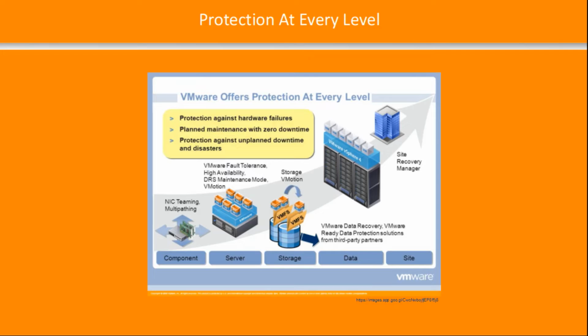In this graphic, we show that VMware offers protection at every level, starting from the smallest level, which is at a component level, all the way to a data center. At the component level, NIC teaming and multipathing allows support and resiliency and recovery from any failure. In the server domain, VMware provides VMware fault tolerance, high availability, DRS, and vMotion. In the storage domain, we have storage vMotion, allowing virtual machine disk files to be moved between data stores.